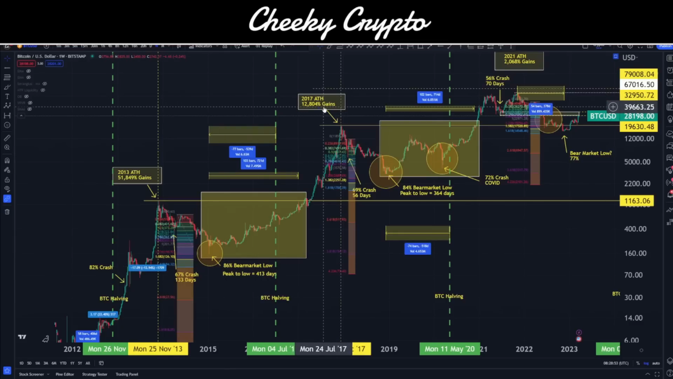In 2017, we can see that we came down and we bounced, and then we came down again. This time we stayed between the 1 and the 1.236. We did not extend above and beyond the 1.236 fib extension.